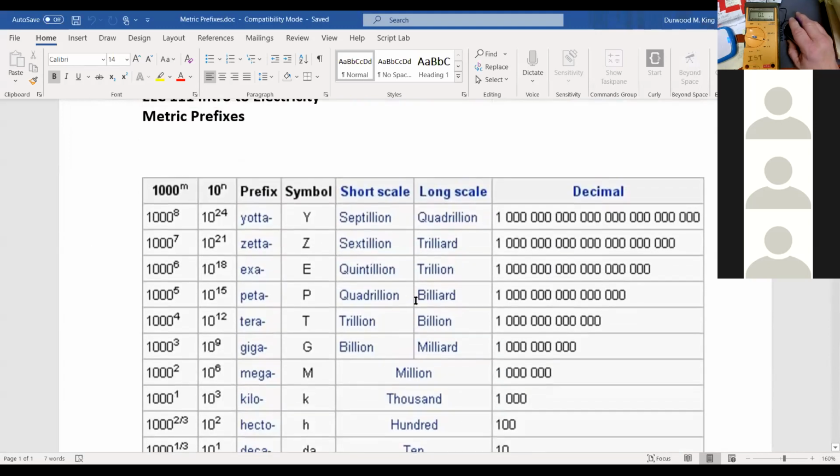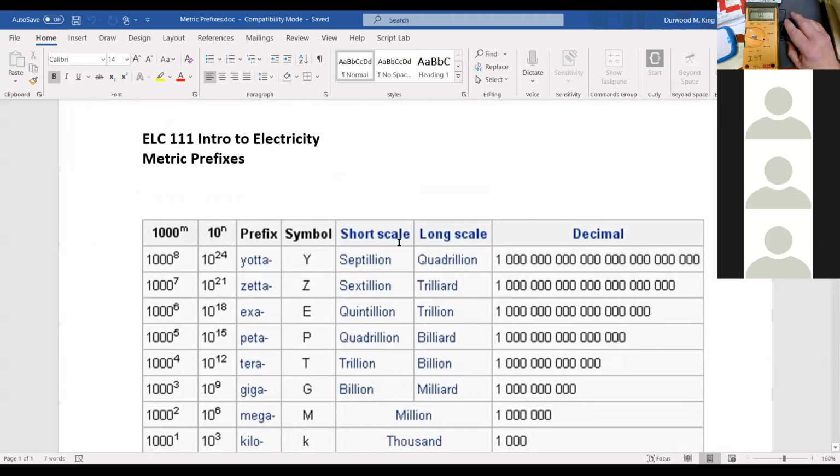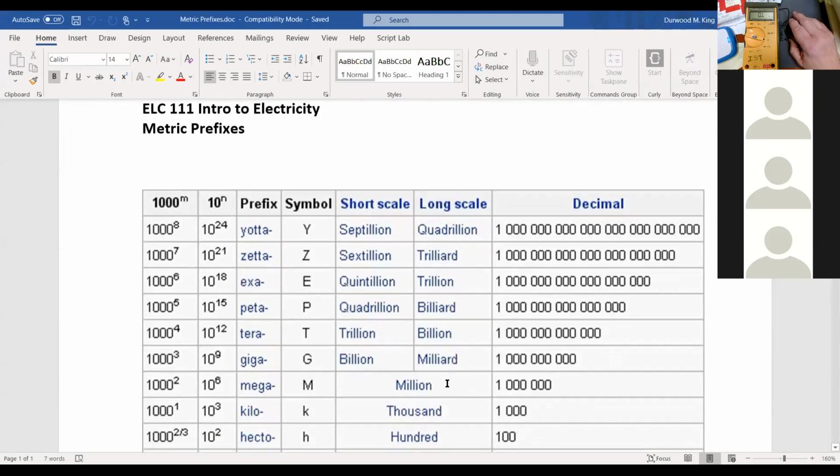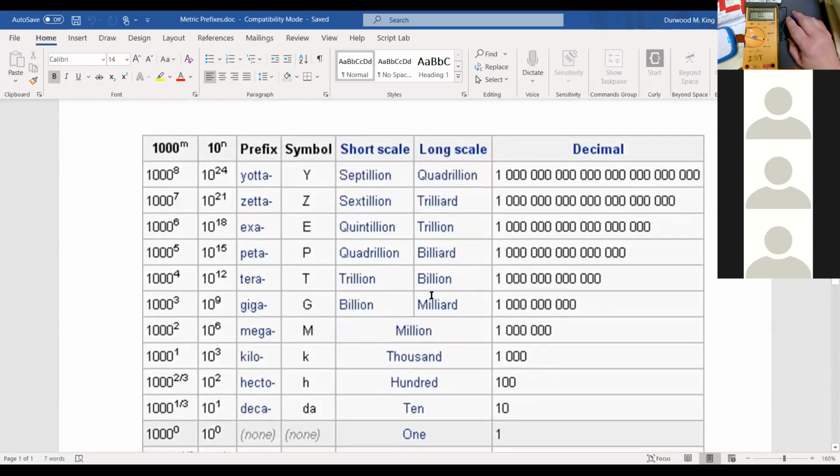Now, this sheet, let me just clarify something here. That column that says short scale is what we use in the United States, and most places in the world use short scale metric prefixes. Long scale is only used in certain areas of Europe. I don't know what areas, but when I Googled it, that's what it said, that certain areas of Europe use this, but most of the world is using short scale.